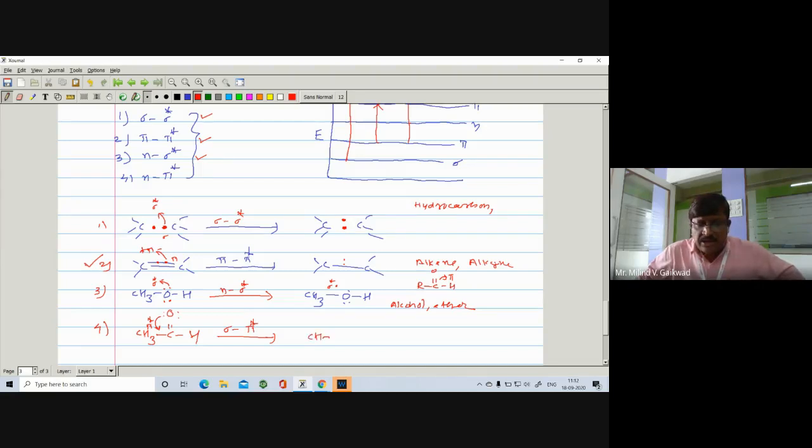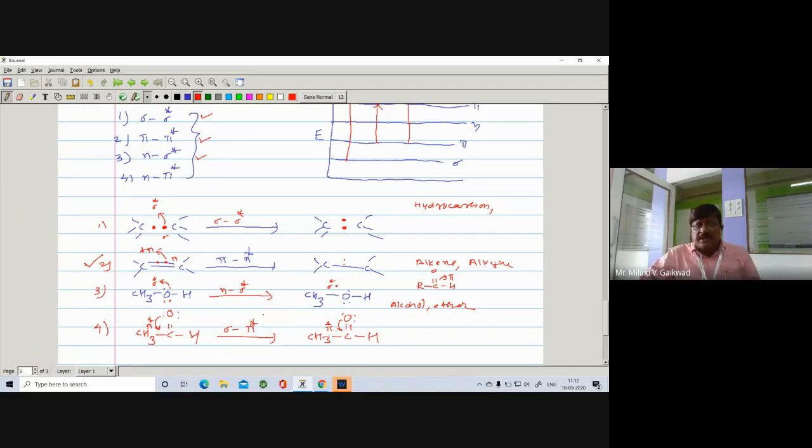So you are getting CH3, here is C, here is H, here is the double bond O. One lone pair, second lone pair, and one lone pair is shifted here, so you are having a pi star. That is n to pi star. Examples: aldehydes, ketones. It must contain a pi bond and it must contain one hetero element.